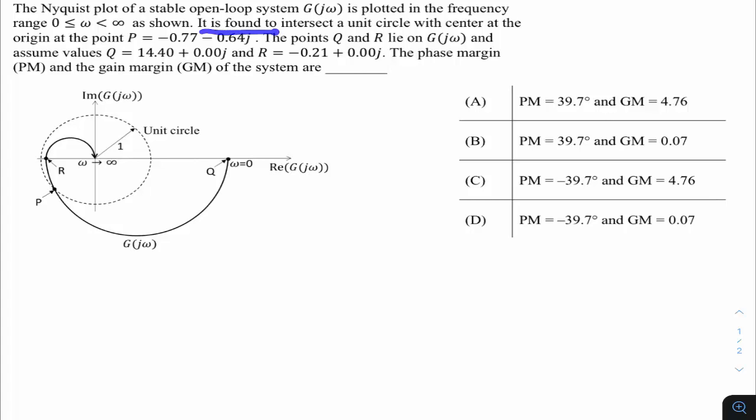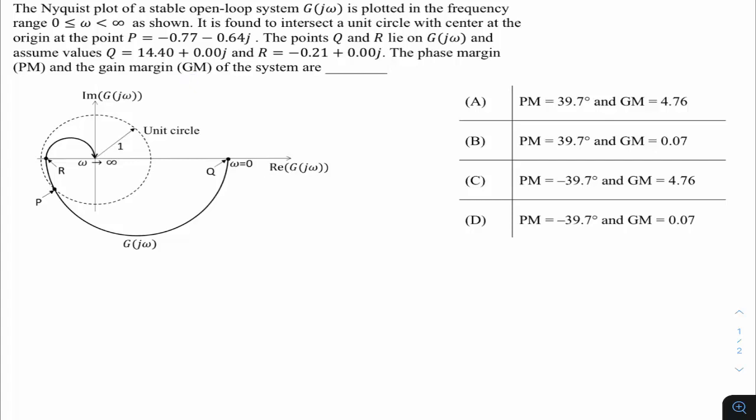It is found to intersect a unit circle with center at the origin at the point P equals minus 0.77 minus 0.64 j. The points Q and R lie on G(j omega), and assume values of Q equals 14.40, R equals minus 0.21. The phase margin and the gain margin of the system are?